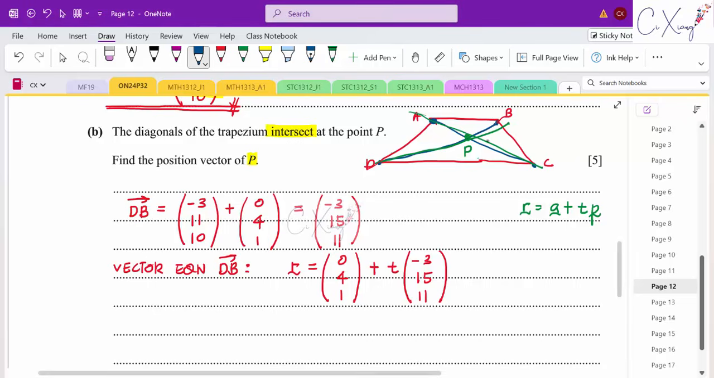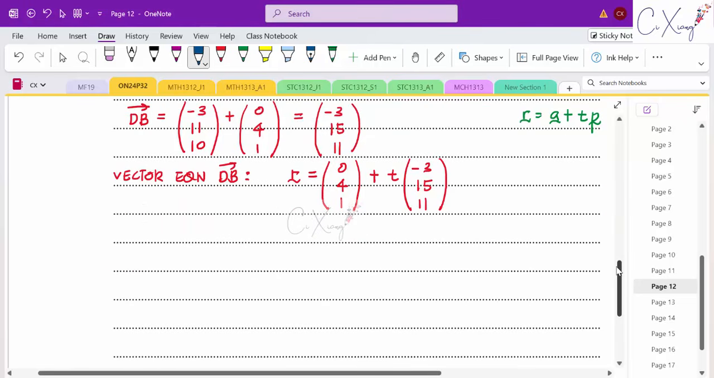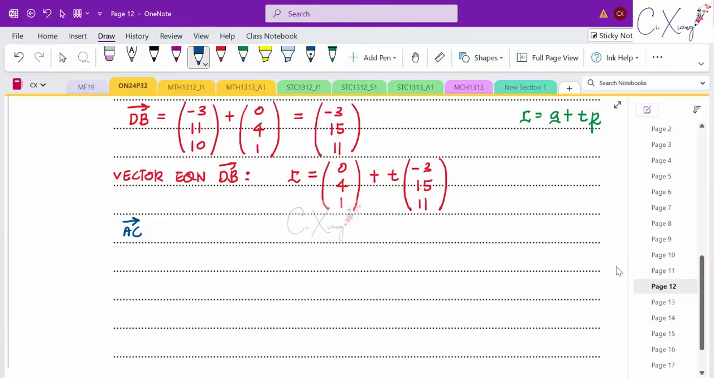Then let's have a look at the second line. I want to form the vector equation for AC, or CA also can. So let's find out the direction first. The direction for the line is AC, so that means AO plus OC. What's AO here? -2, -1 and 3, plus OC. What's the OC? OC by right should be -3, -2 and 2. Then the direction that I get in this case is -5, -3 and 5.